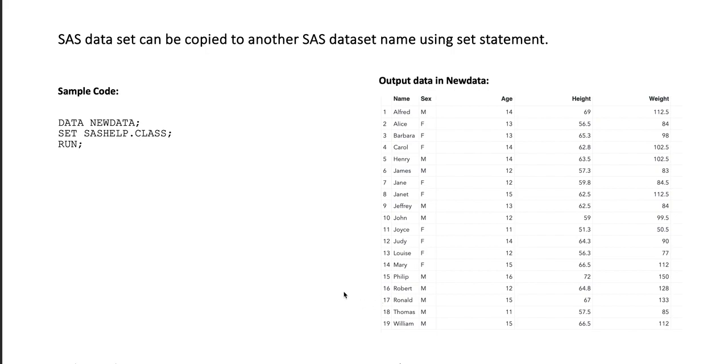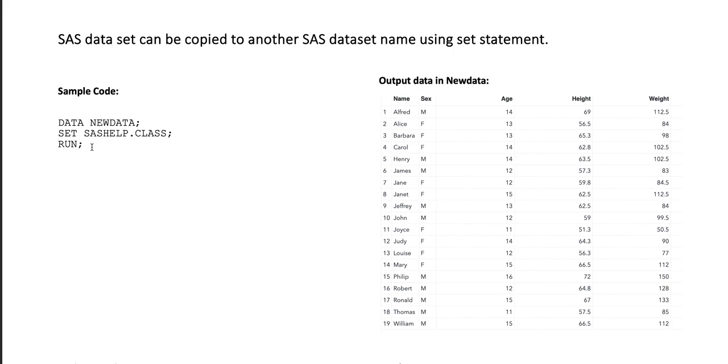When we run this program, the result will be obtained as shown on the right side of the window. This result is exactly the same data present in sashelp.class, but with a different name, newdata. That means the dataset present in sashelp.class is copied to a new name. The new name is newdata.